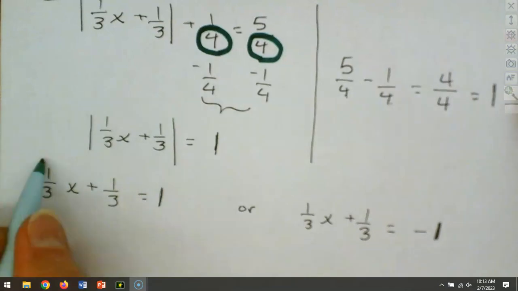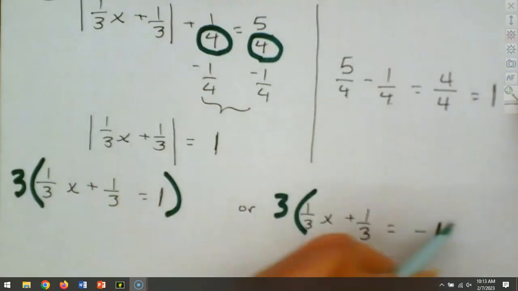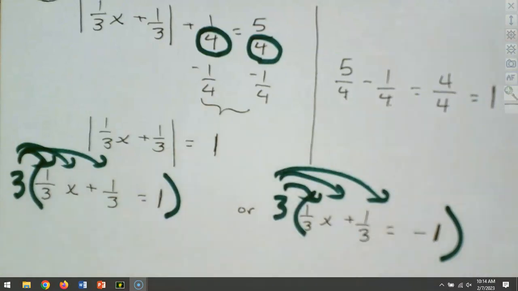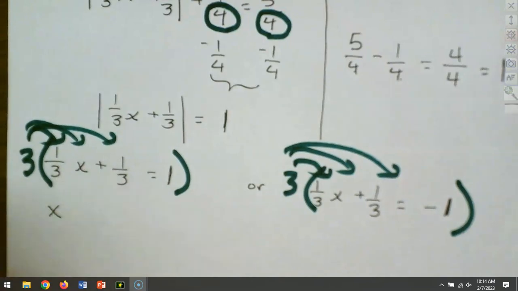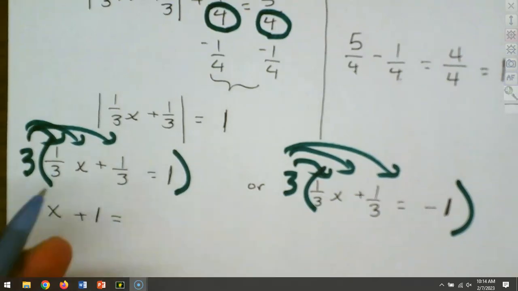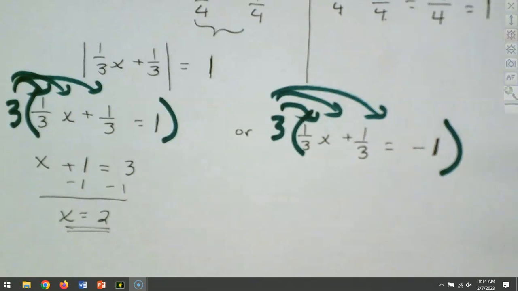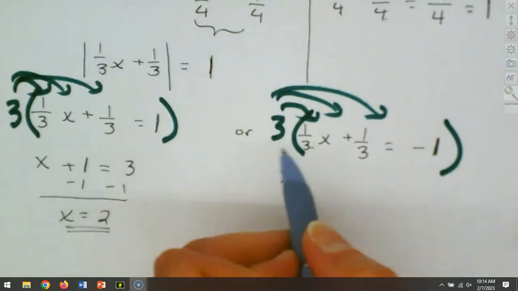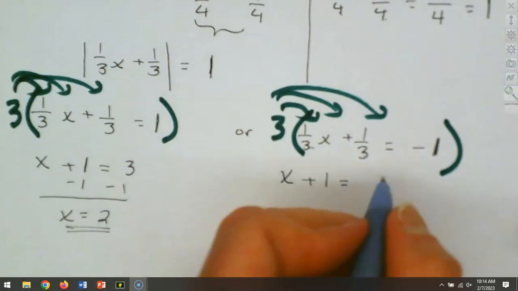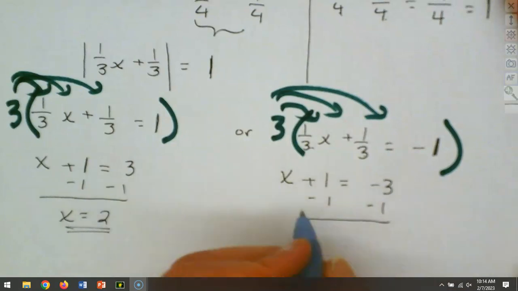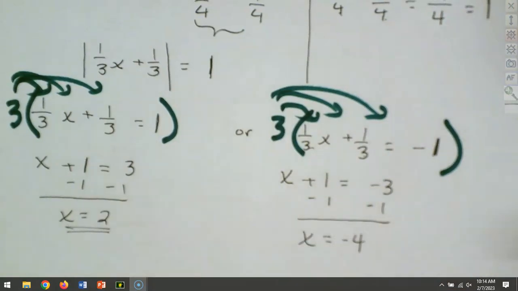I would clear out my fraction, so I'm going to multiply these by 3. So we'll just distribute that 3 through. And let's see what we get here. So when I distribute that 3 through, that cancels, and that leaves you with an x. Cancels, that leaves you with a 1. Always be careful. Watch the arrows. 3 times 1 is a 3. Move that 1 over. And so our first solution is x equals 2. Repeating the process on the other equation, we get an x, a plus 1, and 3 times a -1, well, that is a -3. We'll move that 1 over, and so now we've got x equals a -4.